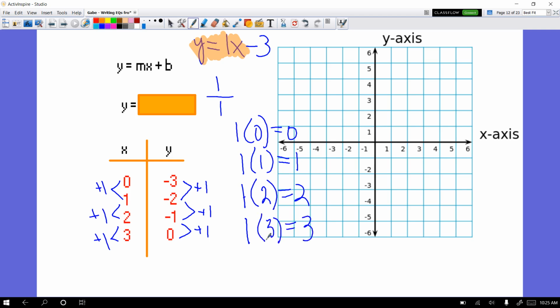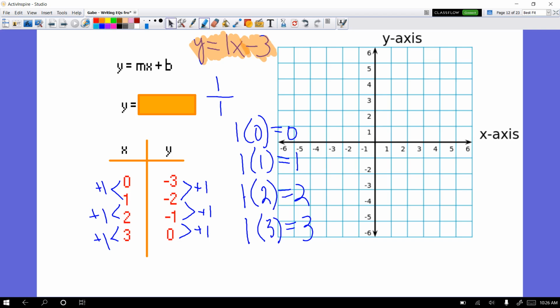So when I put my x value of 3 into the equation that I have highlighted up here, 1x, 1 times 3, it should have been 3, but it's not. It's 0. So what do I add or subtract to get there? Well, 3 minus 3 is 0. There's the minus 3. Perfecto.